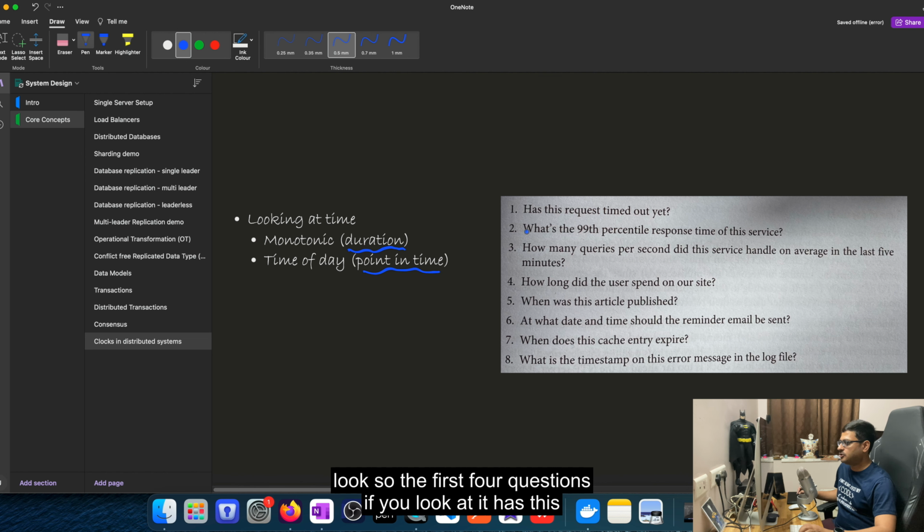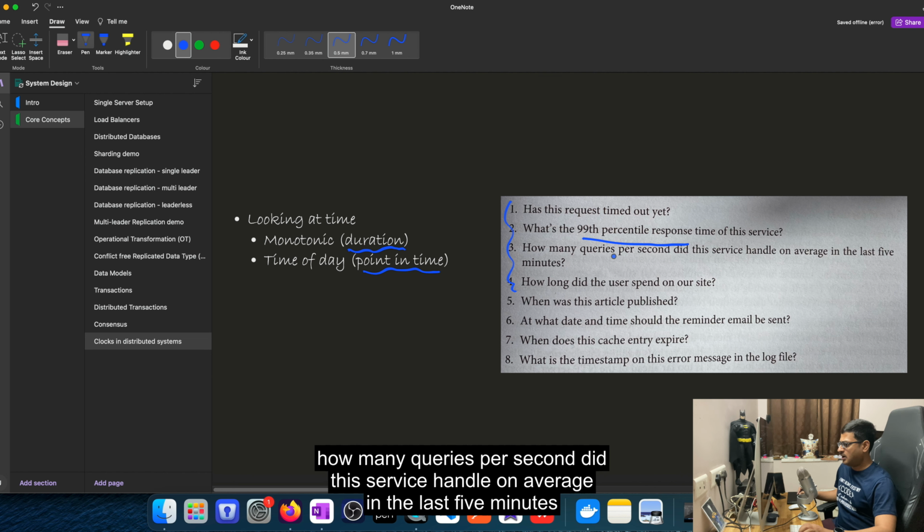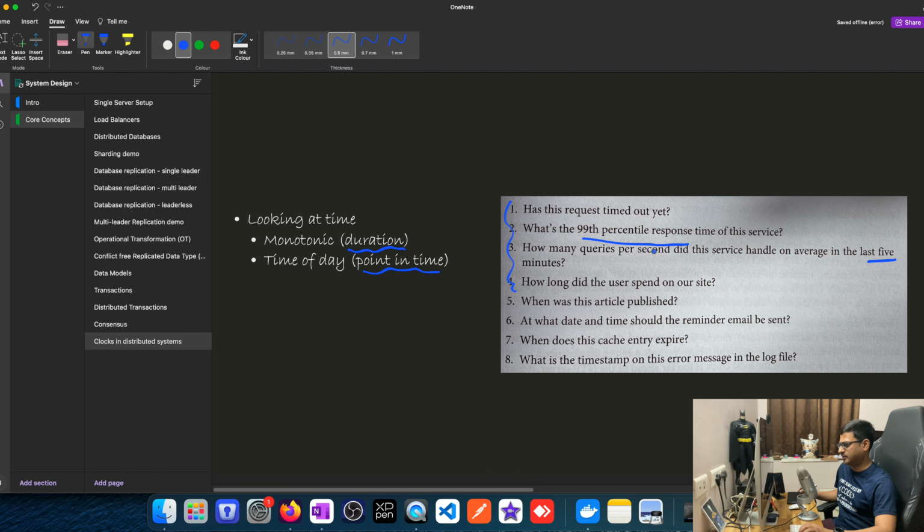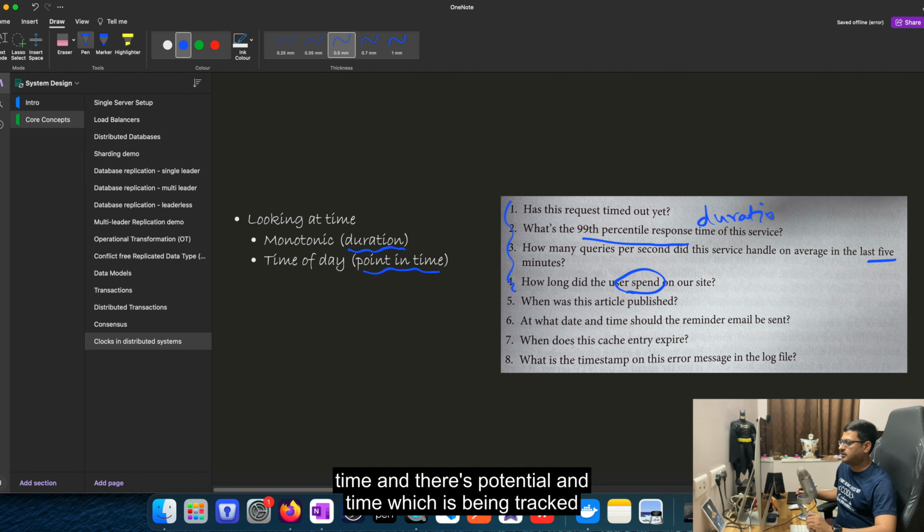Let's have a look. The first four questions: Has this request timed out yet? What's the 99th percentile response time? How many queries per second did the service handle on average in the last 5 minutes? How long did the user spend on our website? All these questions involve a duration. There is some kind of a start time, and there is a potential end time which is being tracked.